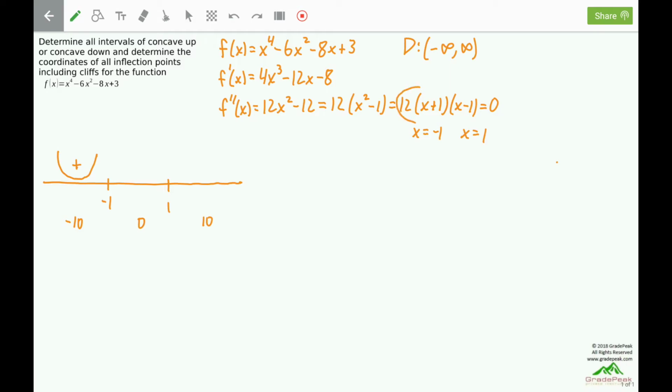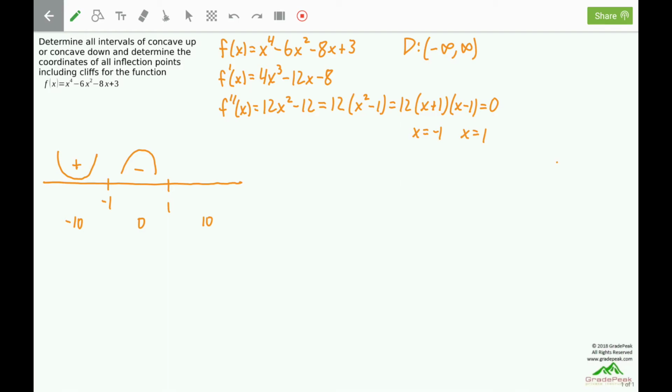Plug in the test value of 0 into the fully factored version of the second derivative. 0 plus 1 is positive, 0 minus 1 is negative. Positive times negative is negative. Times the positive 12 is still negative. We have a negative second derivative. This corresponds to concave down.